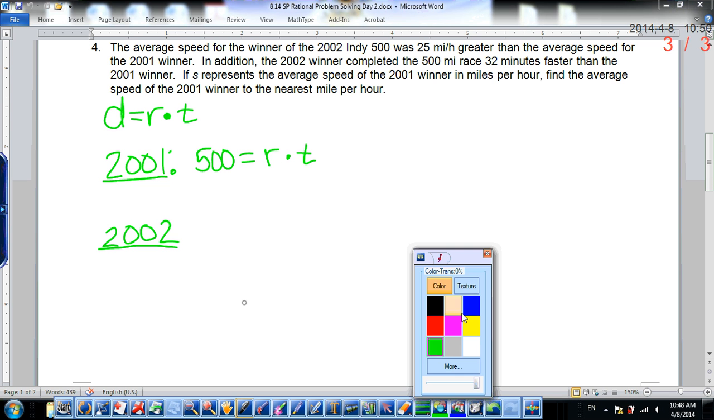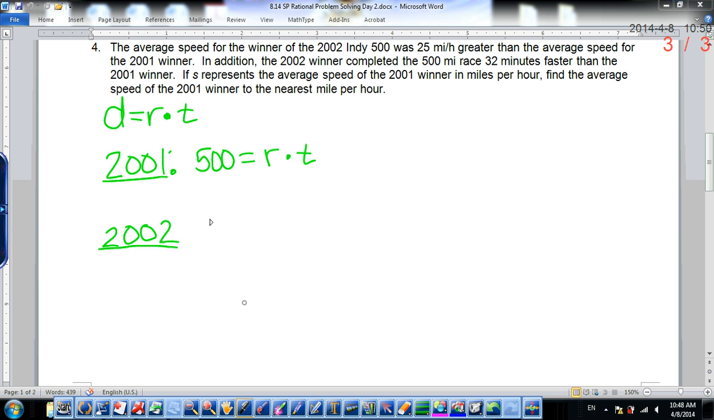What is the distance in 2002? Okay. What is the rate in 2002 in terms of R? That's plus 25. R plus 25. Good, because the speed increased by 25. Everyone okay with that? Okay. What's the time for 2002? Almost. It's not T minus 32. T minus 32 over 60. Very good. T minus 32 over 60.